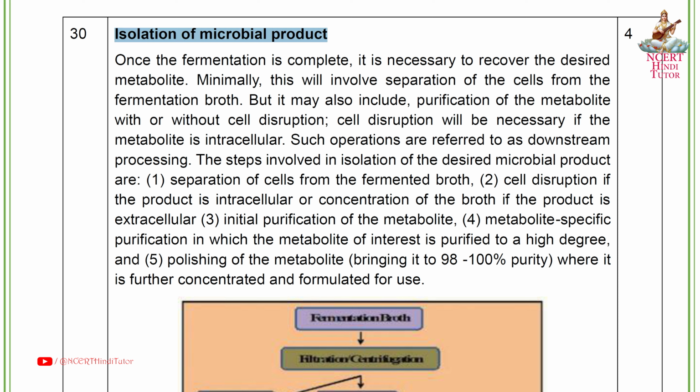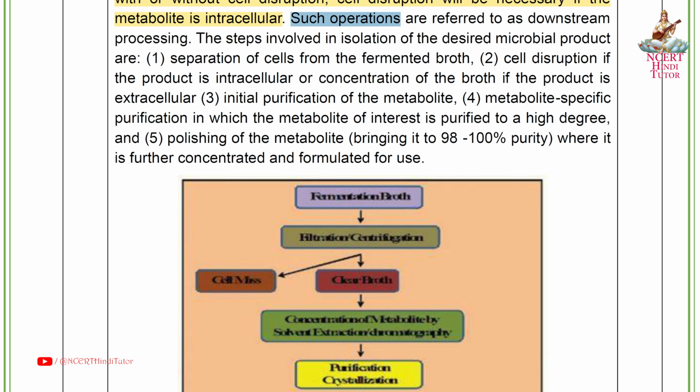Isolation of microbial product. Once the fermentation is complete, it is necessary to recover the desired metabolite. Minimally, this will involve separation of the cells from the fermentation broth. But it may also include purification of the metabolite with or without cell disruption. Cell disruption will be necessary if the metabolite is intracellular. Such operations are referred to as downstream processing.